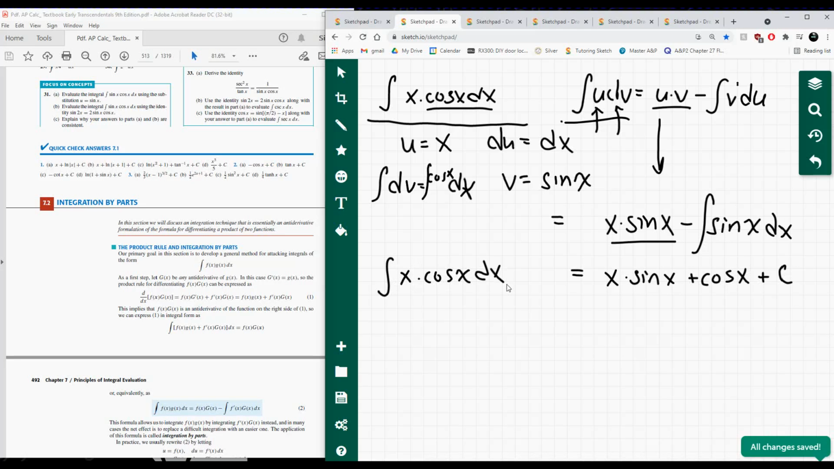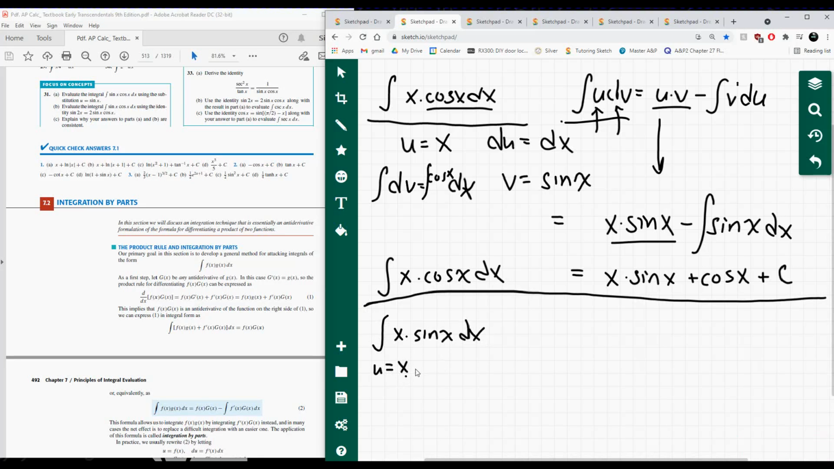Well, what happens if we have another integral like x times sine of x dx? The same rule is going to apply. Let me partition this so that we have u equal to x, which tells you that du is going to be dx. Therefore, dv has to be the remaining term, which is sine of x dx, and therefore v is going to be negative cosine of x.